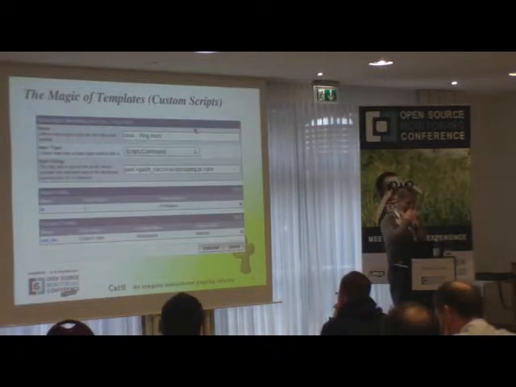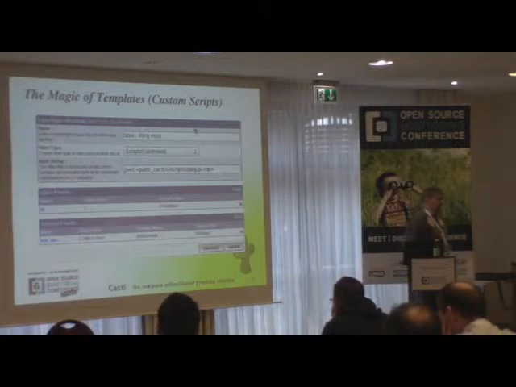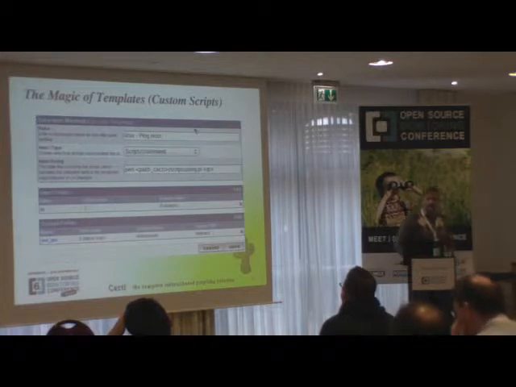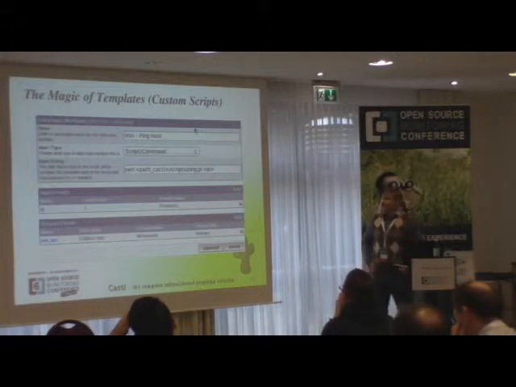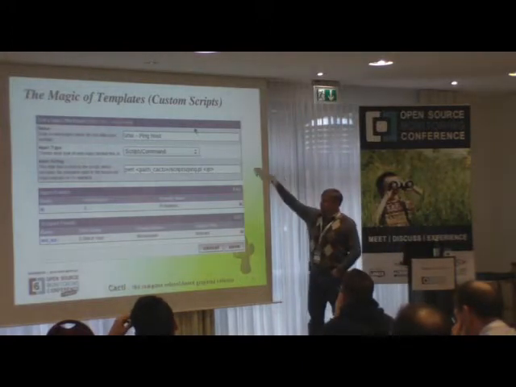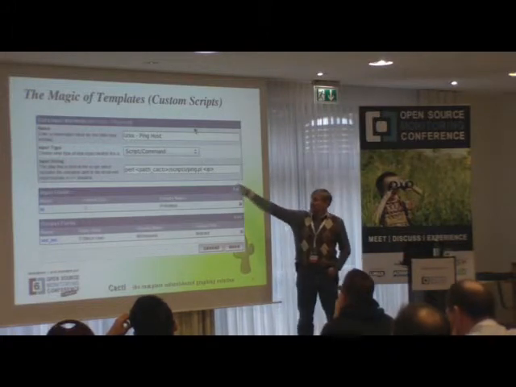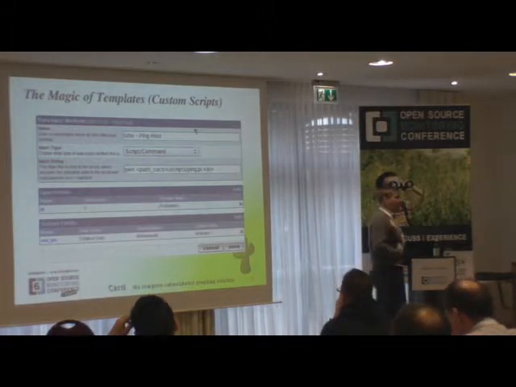For example, let's turn to custom script. I won't show you the interface to do SNMP because it's built in. There's nothing to do for you on the SNMP side. In this example, you provide a nice name. In this case, it's Unix ping host. You tell Cacti that it's a script, and you provide it with the input script string that's used to call the script.